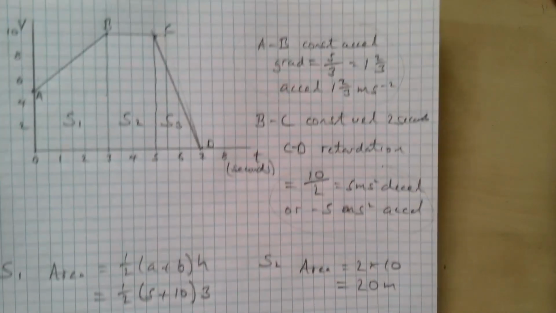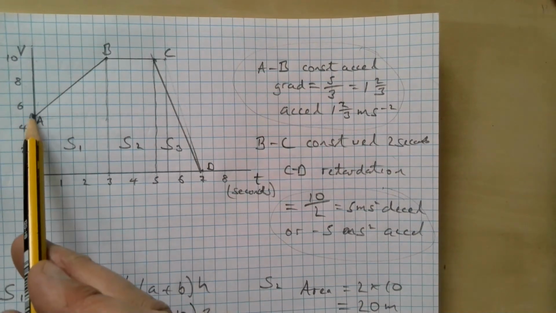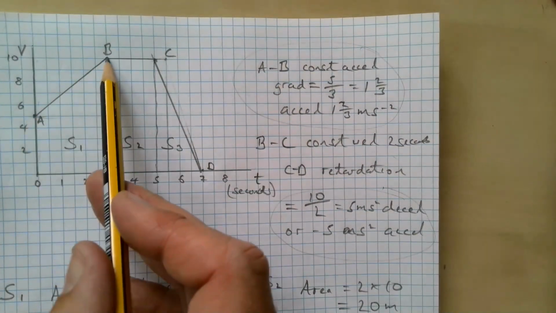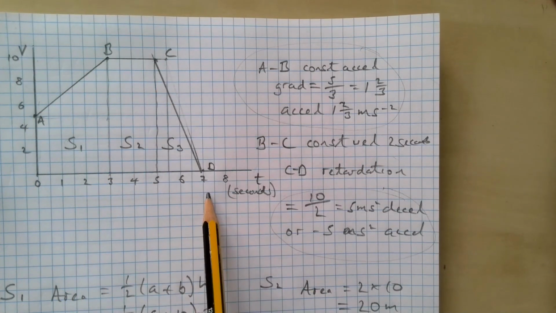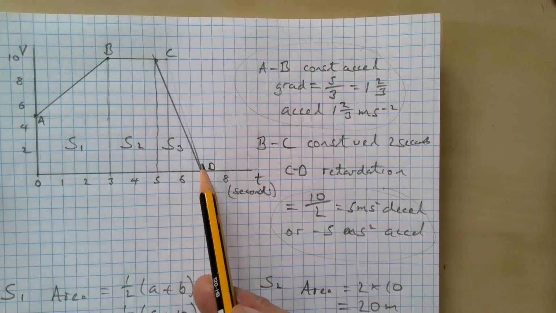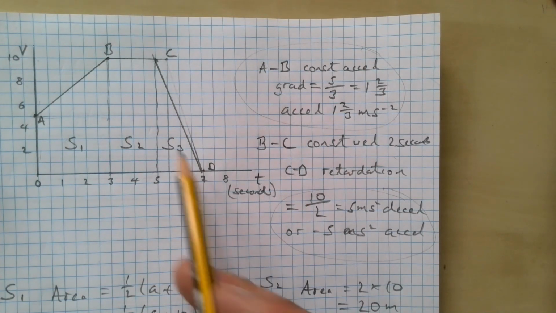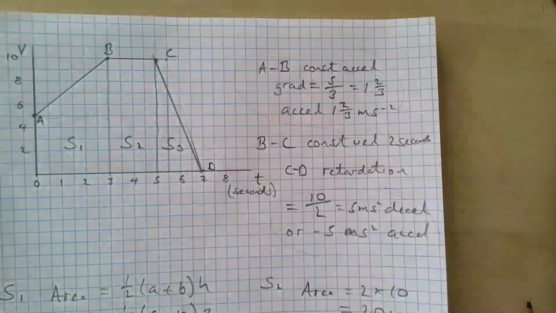So that's just some information and a bit of an introduction then to our velocity time graphs. It tells you what happens to the particle. It's getting quicker, it's getting quicker, it's getting quicker, going at the same speed for 2 seconds and then slowing down. Gradient tells you the acceleration or deceleration or retardation, and the area underneath the graph tells you your distance travelled or your displacement.